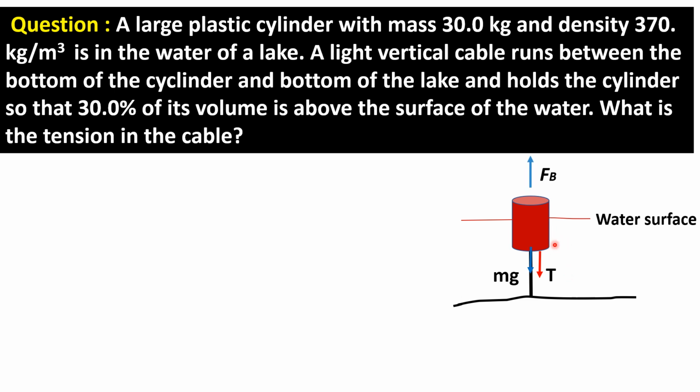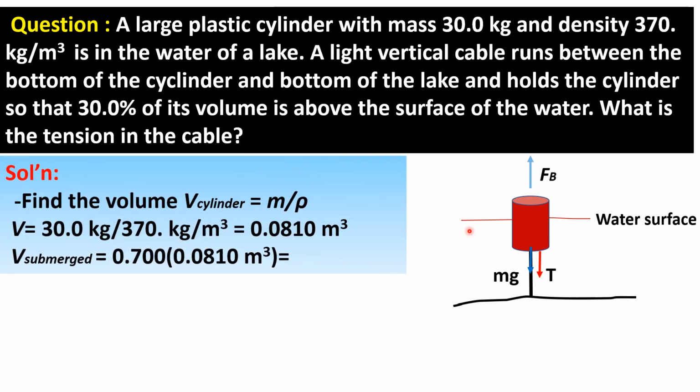But first, we have to determine the volume of the cylinder given its mass and its density. We just divide the mass, which is 30.0 kilogram, by the density of the cylinder, 370 kilogram per meter cube, and we get 0.081 meter cube. This is the total volume of the cylinder.